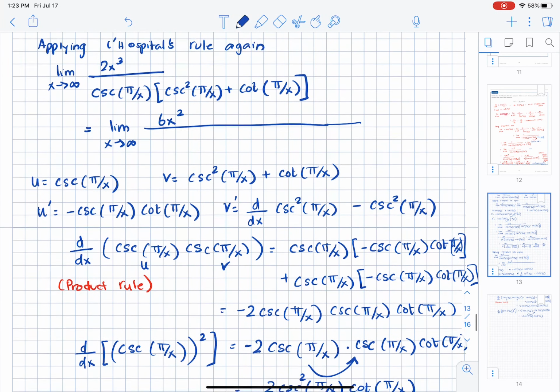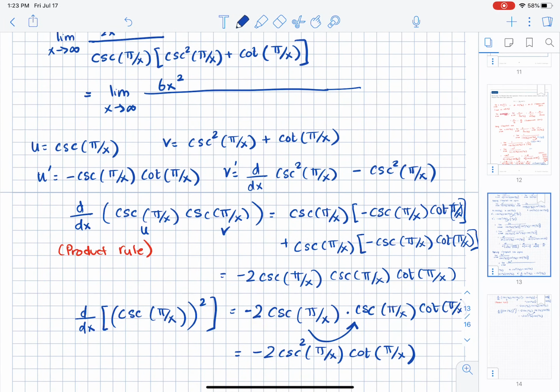Now we can apply the limit. So u v prime is negative cosecant cubed. I forgot to multiply by pi over x squared with a negative.